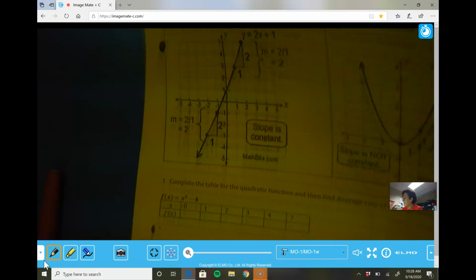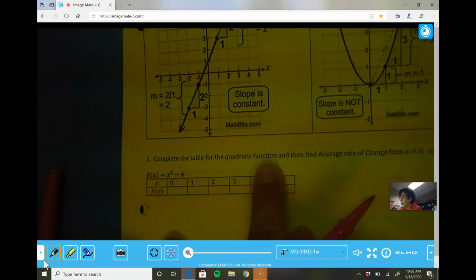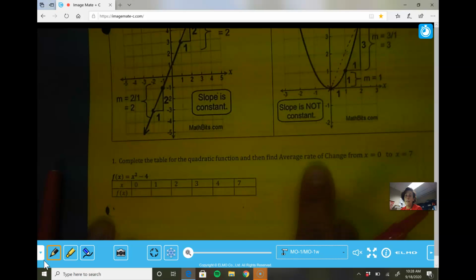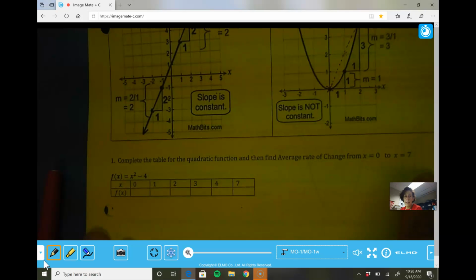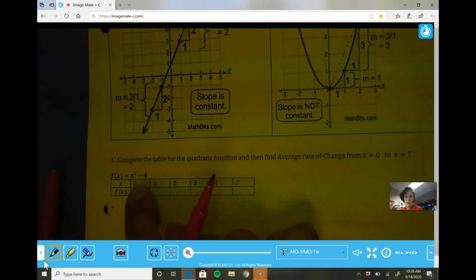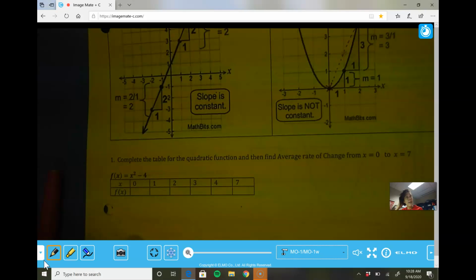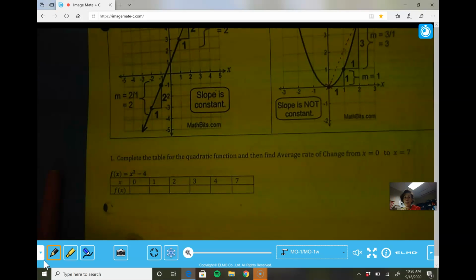And now let's go down here. So we're going to complete the table for the quadratic function, and then we're going to find the average rate of change from 0 to 7. So what I need to do is just take these inputs, these independent x values, put them into my function, which we did in the week 4 videos, and do my math.